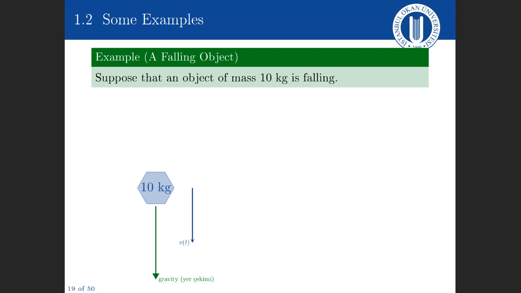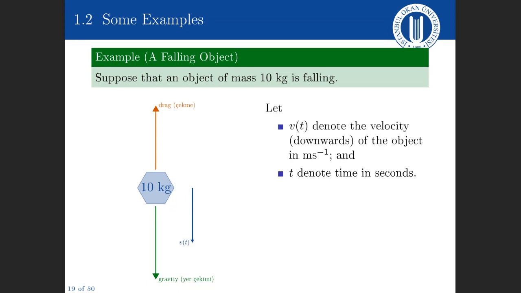We're expecting that gravity is acting on the object, gravity is pulling the object downwards, and we're expecting drag to be acting on the object. Gravity will try to make the object go faster and faster, drag will try to make the object slow down. I suppose that v of t is the velocity pointing downwards. I'm going to measure velocity in meters per second. And let's suppose that t is time measured in seconds.